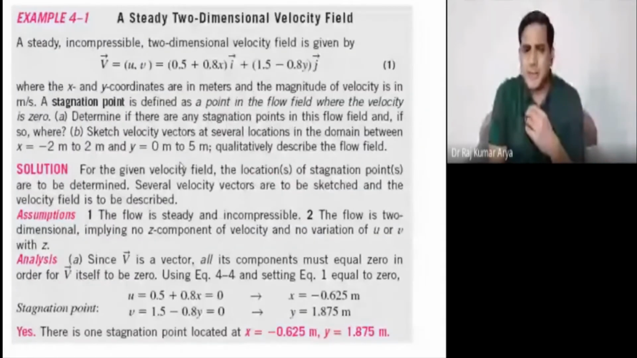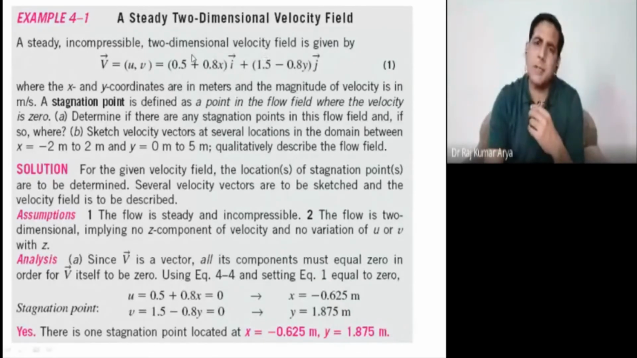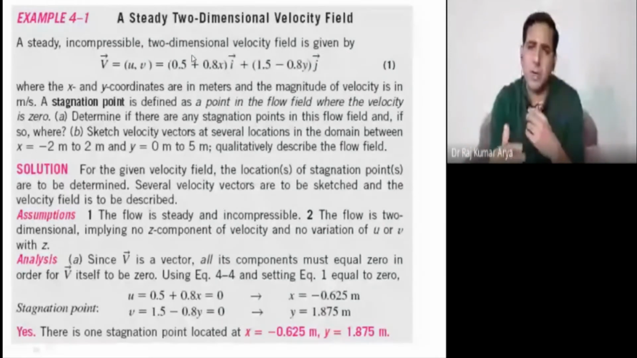Now this is one of the examples we already did. You have a velocity field given as V equal to (0.5 plus 0.8x) i cap plus (1.5 minus 0.8y) j cap. The question is about a steady incompressible two-dimensional velocity. Two-dimensional means you will have two coordinates at that particular point, x and y, or x and z, or y and z. Okay, so that will make it two-dimensional.